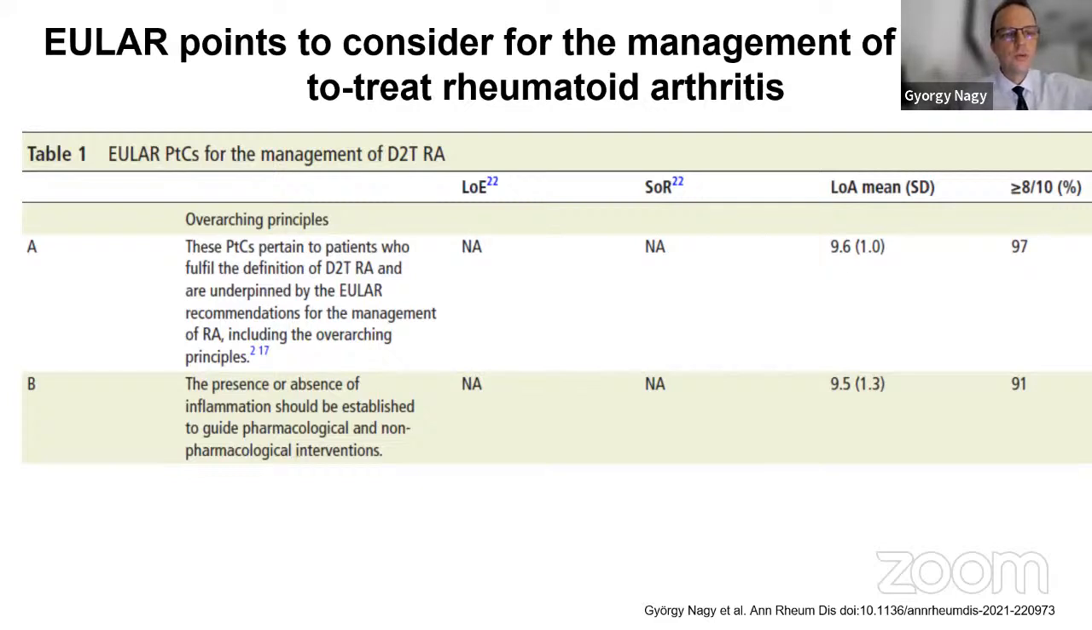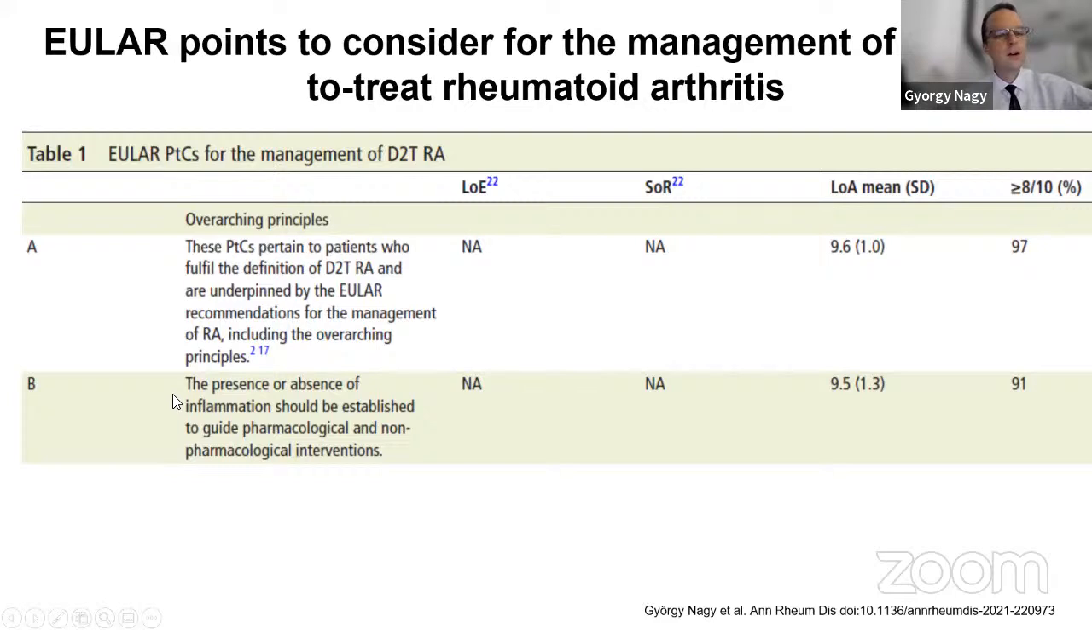pertain to patients who fulfill the definition which was just detailed for difficult to treat rheumatoid arthritis and underpinned by all EULAR recommendations for the treatment of rheumatoid arthritis, including the overarching principles. So this is basically the bridge between the main EULAR recommendations, and so our work is a supplementary part of that particular recommendations and should be used together with the EULAR RA recommendations.